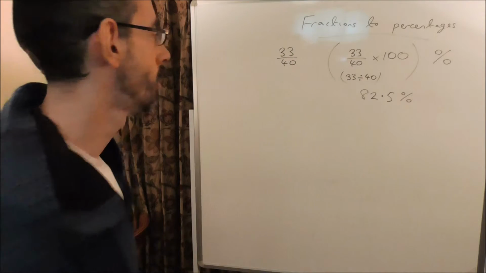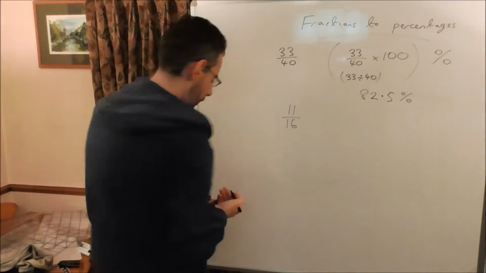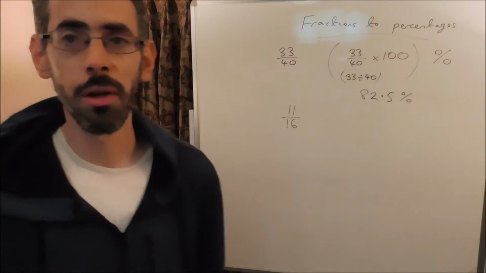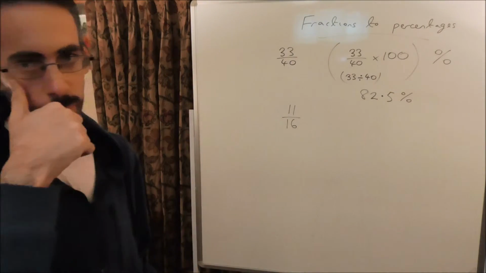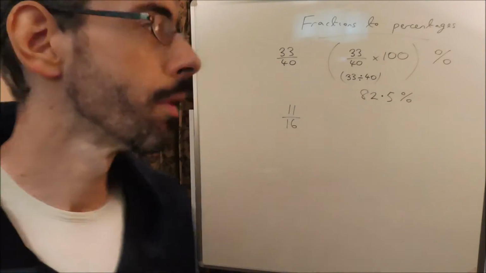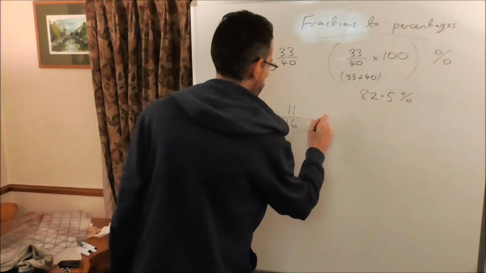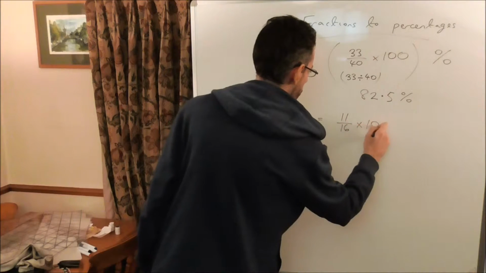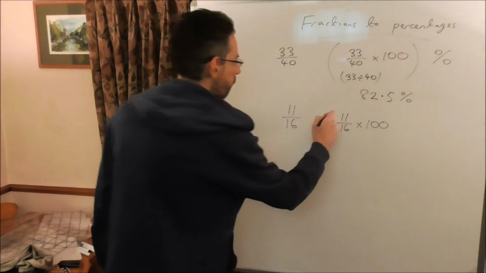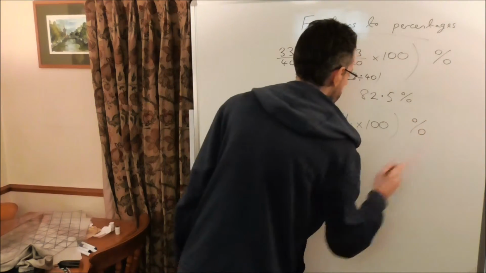Right, let's do a couple more. So let's say you wanted to change 11/16 into a percentage, 11 over 16. Again, you can't easily change it to a fraction out of 100, because 16 doesn't go into 100. But you can always use this method. You just multiply the fraction by 100. So you just do 11 over 16 times 100. And whatever number you get, it's that percentage.